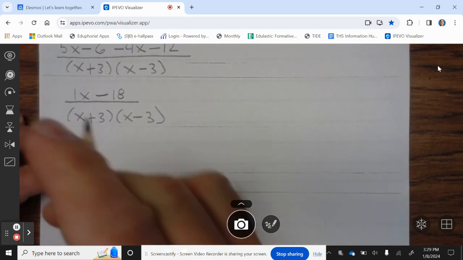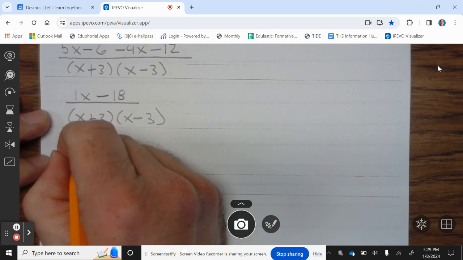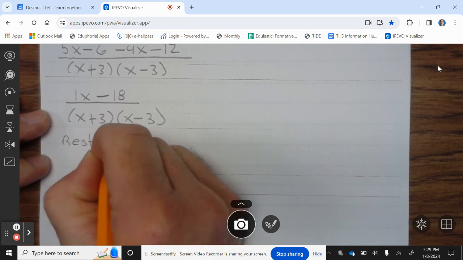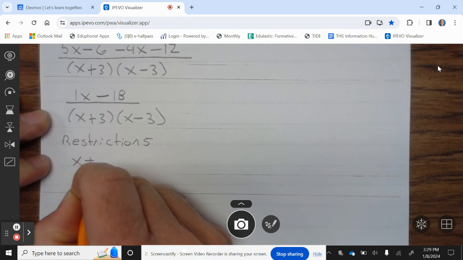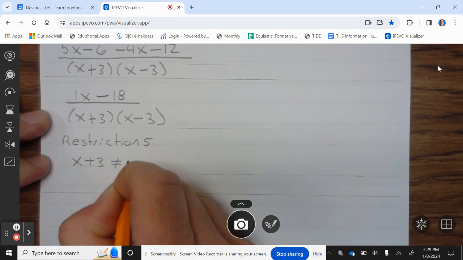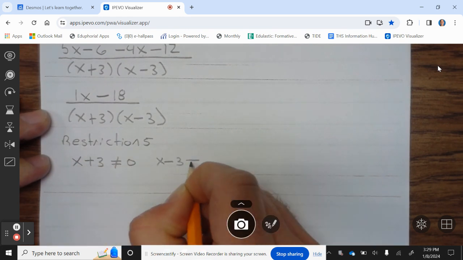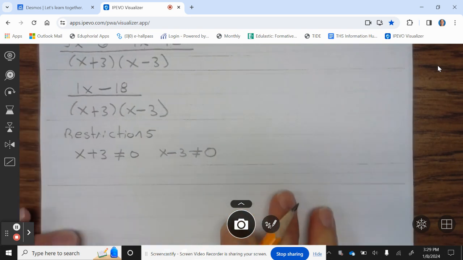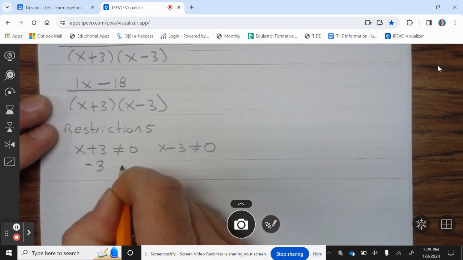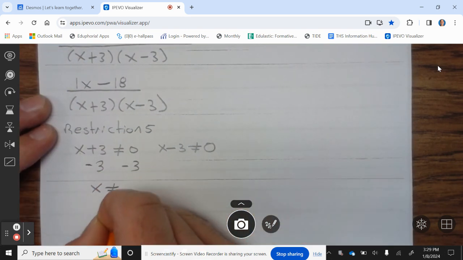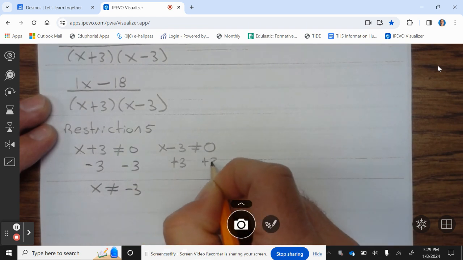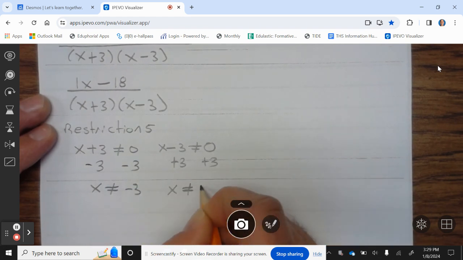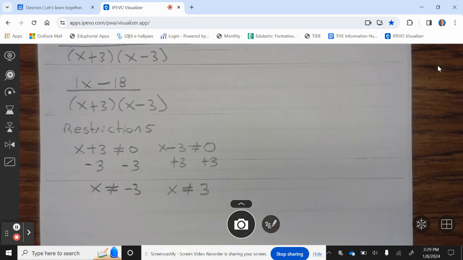Okay, now for restrictions, we set x plus 3 not equal to 0 and x minus 3 not equal to 0 and solve. So we subtract 3 from both sides. X does not equal negative 3. And then add 3 to both sides. X does not equal 3. And those are your restrictions. All right, go ahead and finish it up.